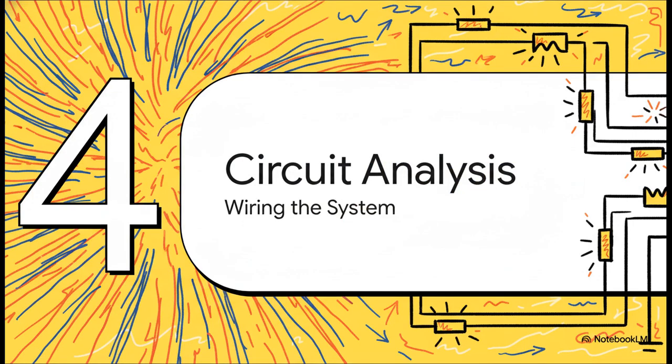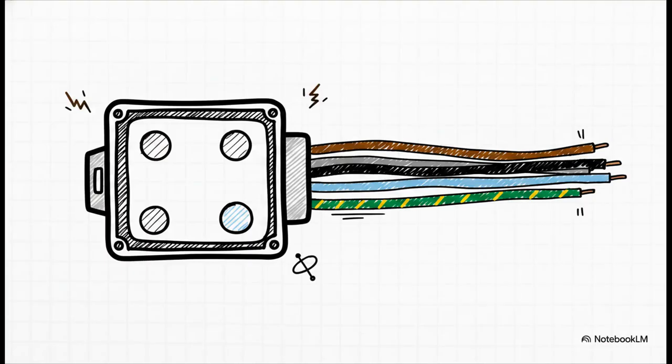Which brings us to part 4, three-phase circuit analysis. Let's ground all this abstract math, literally, in the real world. If you were to pop open a modern industrial junction box, you'd see a typical three-phase, four-wire system. We've got our three hot conductors, the phase lines.